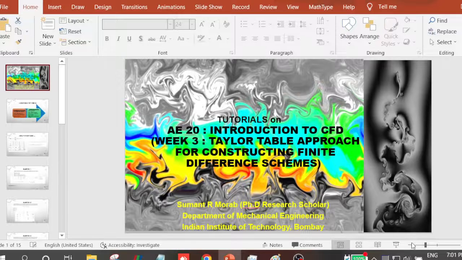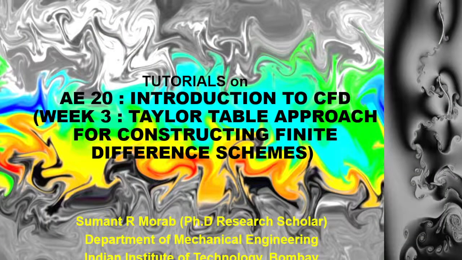So in today's class, we will be going through the week 3 contents, which are basically on two different topics, although they are related. The first topic is the Taylor table approach for constructing finite difference schemes, and the second topic is using the modified wave number approach in order to calculate the order of accuracy of any schemes, at least in a qualitative sense.